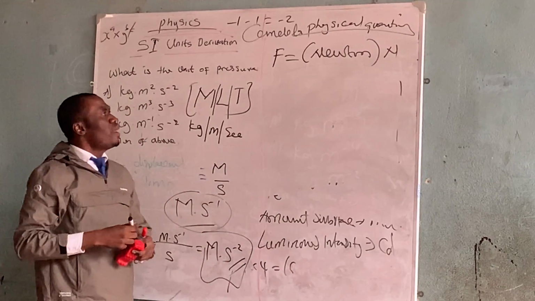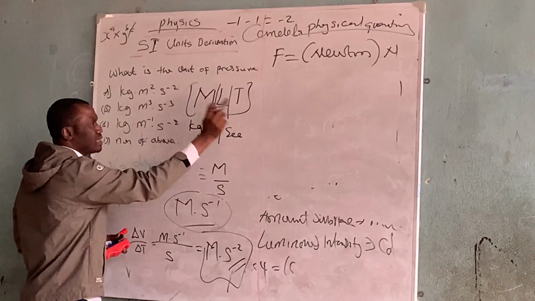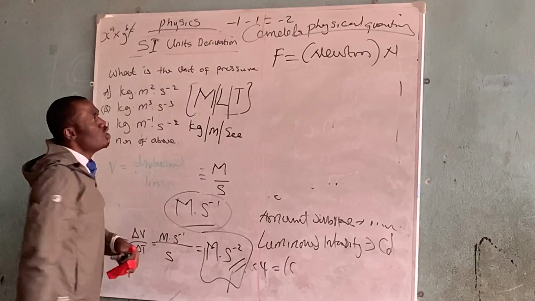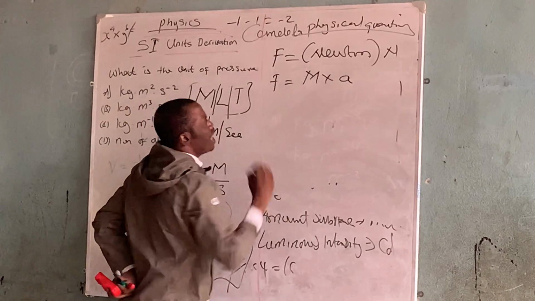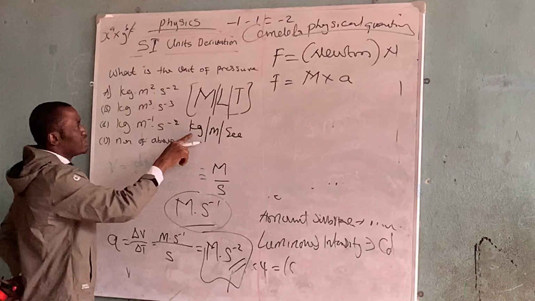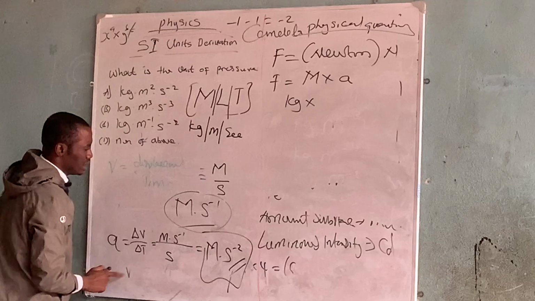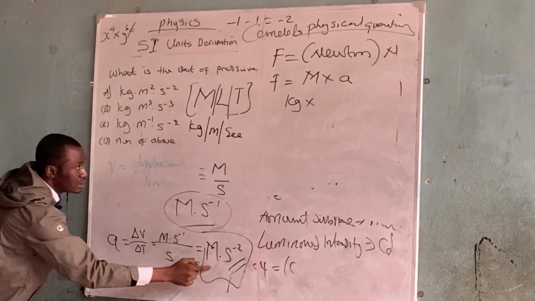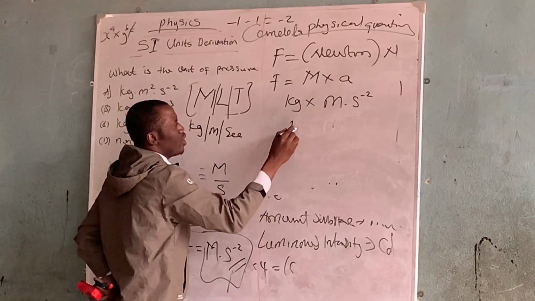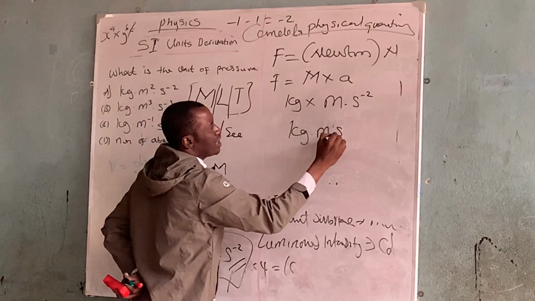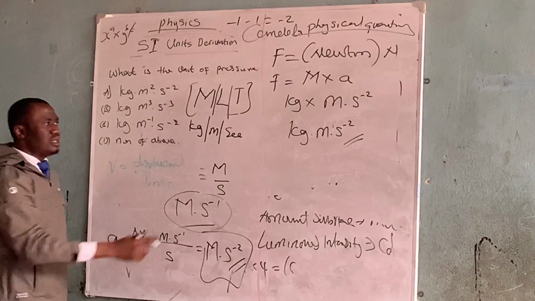Now, in terms of this, we want to use FLT. Force equals mass times acceleration. So what's the unit for mass? Kilogram. What's the unit for acceleration? This is it. If you don't know it, you better solve it: meter per second squared. Multiply this thing. What do you have? Kilogram meter per second squared. So what's the unit for force? This is the answer.